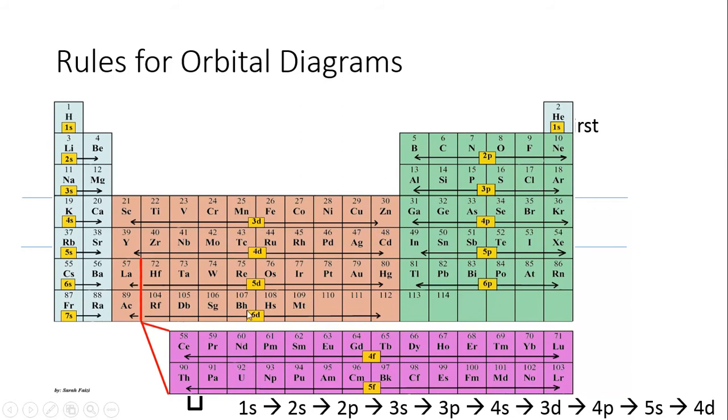Our D's, we start at 3. So S's start at 1s, P's start at 2s, D starts at 3: 3, 4, 5, 6. Okay, and notice we have 1S, then 2S, then 2P, then 3S, then 3P, then 4S, and then 3D, then 4P, 5S, and then after 5S we jump down to 4F. So our S's start at 1, our P's start at 2, our D's start at 3, and our F's start at 4.